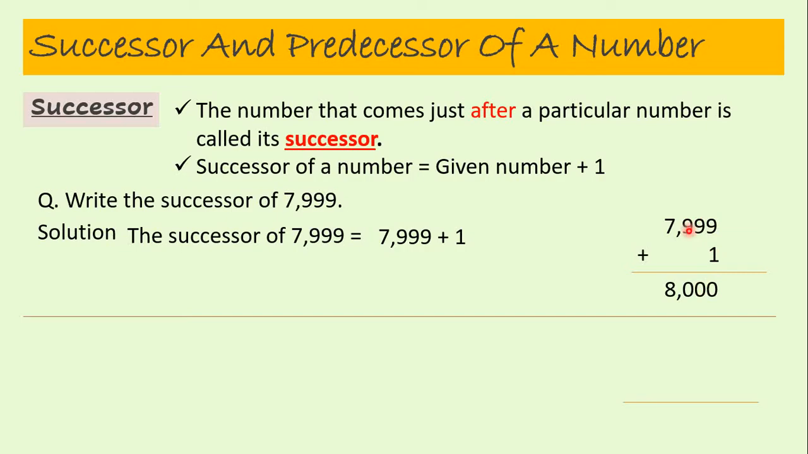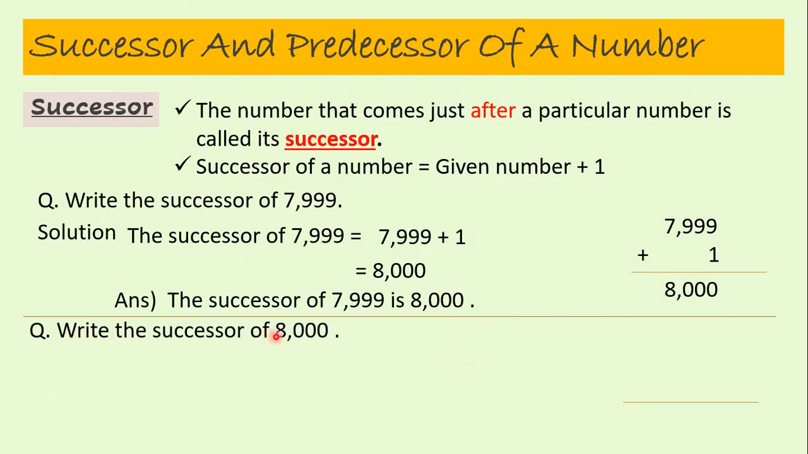9 plus 1 is 10. Now keep 0 and carry over 1. So 1 plus 7 equals to 8. So what is the number? That is 8000. Now we got the successor of 7999. That is 8000. Answer: the successor of 7999 is 8000. Let's take another question and solve it.